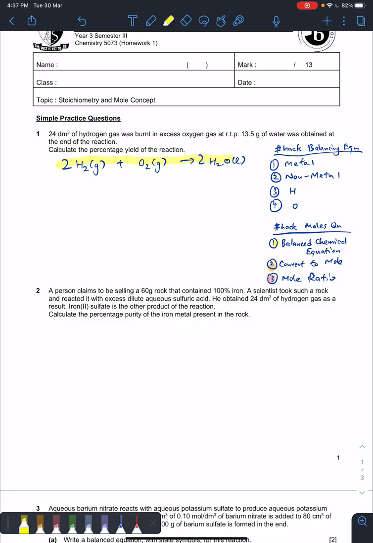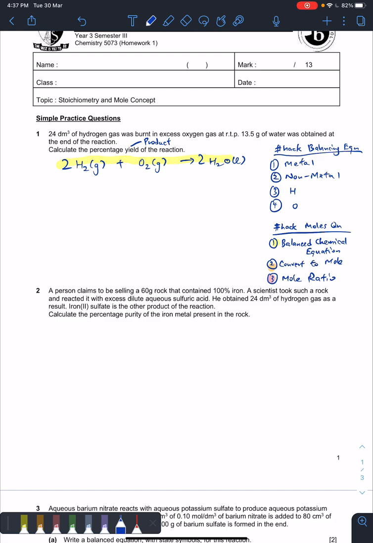Let's take a look. Before you jump in and calculate, think about it. What do I mean by think about it? This is a percentage yield question, right? It's all about yield, right? So yield refers to product.